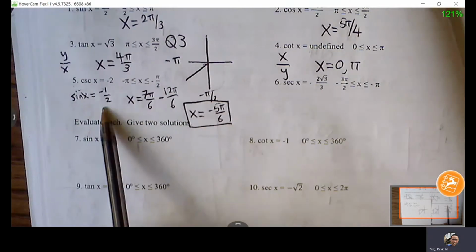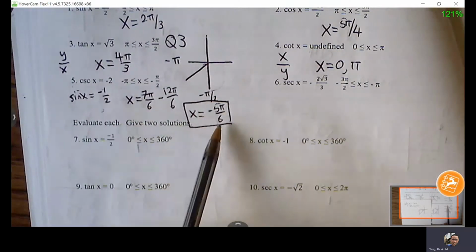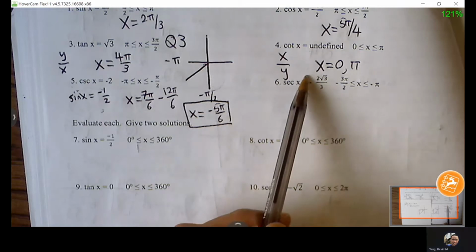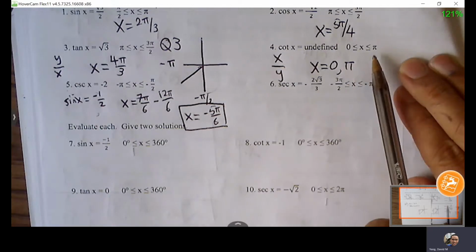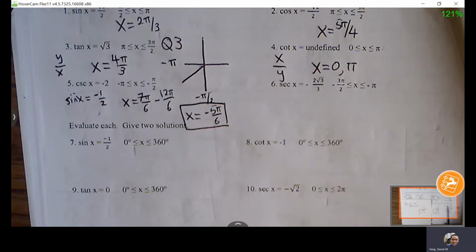Okay, any questions with 5? Right, so we can't say 2 pi because it's not part of our domain. Right, so it's a good question though. We always want to go back and look at our domain. Good.